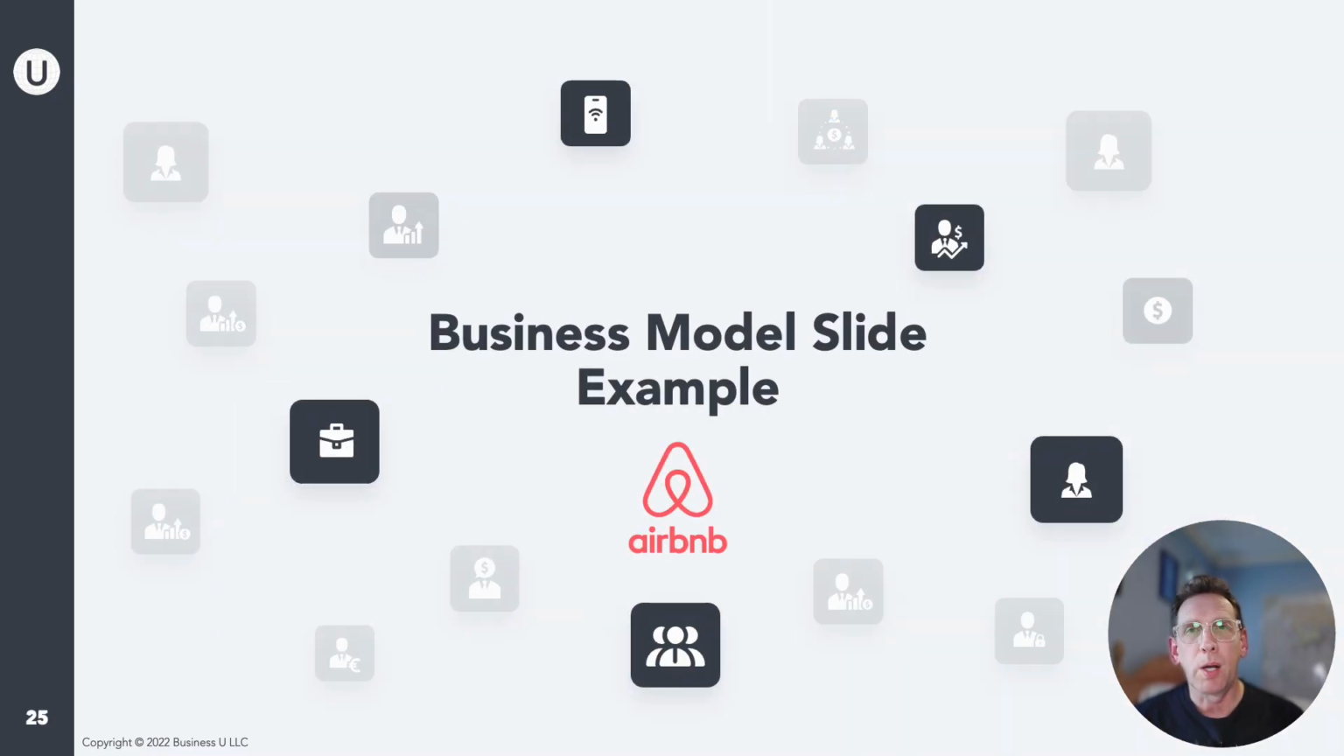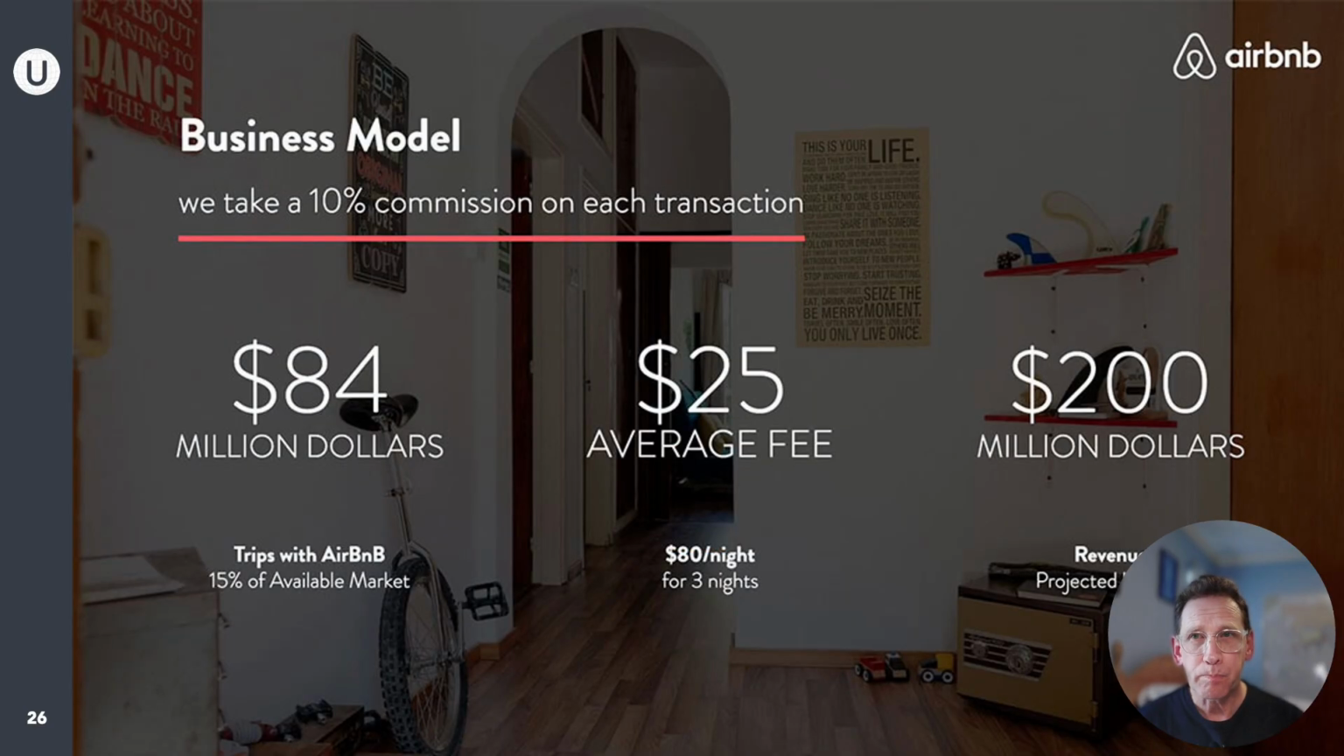Now, I want to touch on an example of a business model slide, because when you are making a pitch deck, this is an important slide because investors want to know how your company makes money. So this is Airbnb's slide in their pitch deck. They take a 10% commission on each transaction. Then it shows how many millions of dollars they've made, what's the average fee per night, and then equals the total revenue that is projected based on the model that they're using.